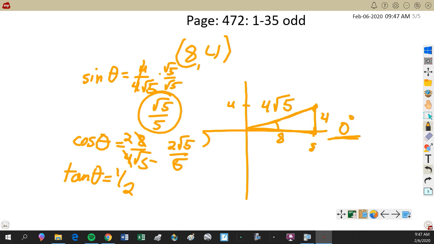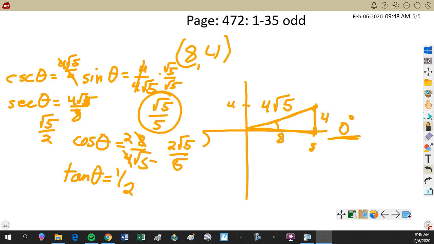Okay. And then let's do the cosecant. The cosecant is the reciprocal of the sine. So it's 4 root 5 over 4, and the 4's cancel, and it's just root 5. The secant is the reciprocal of the cosine. So that is 4 root 5 over 8, which is root 5 over 2. And then the cotangent of theta is just the reciprocal of 1/2, which is 2. Everybody all right with those?